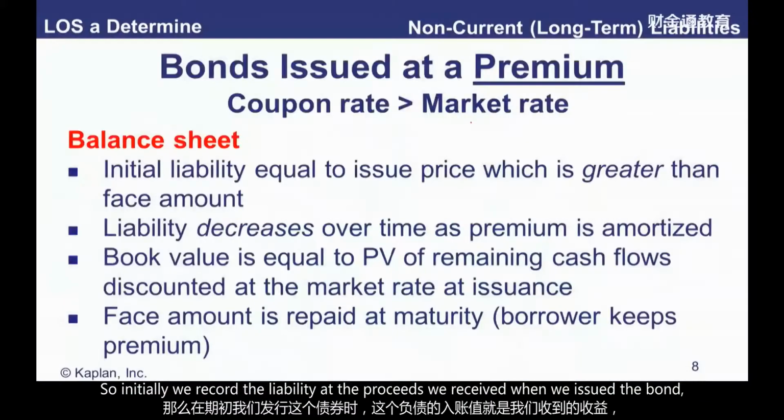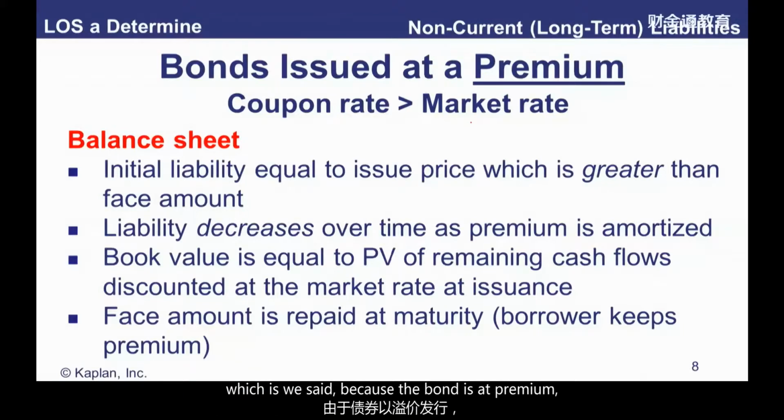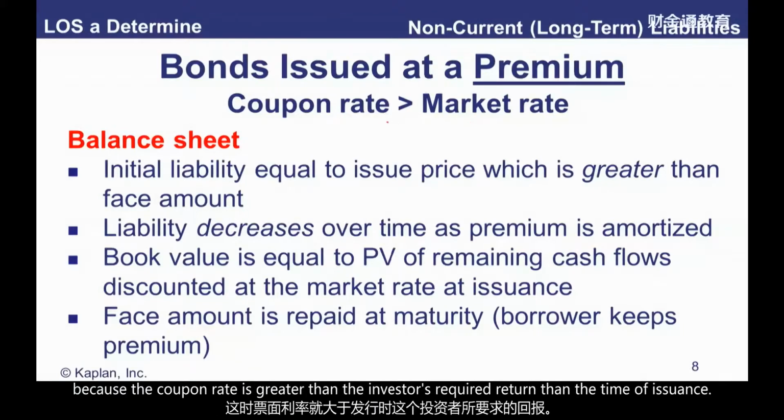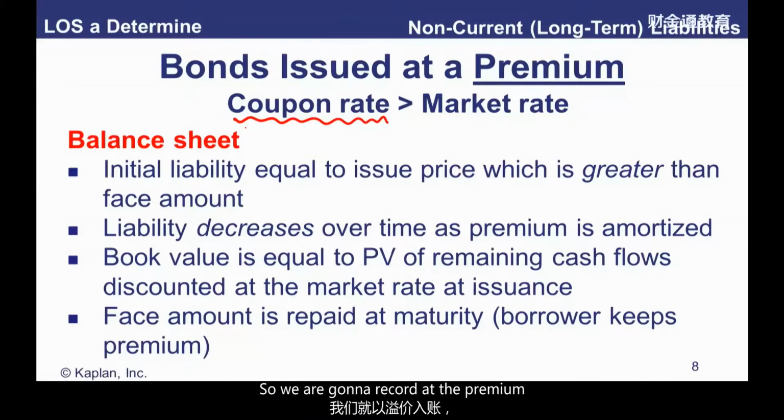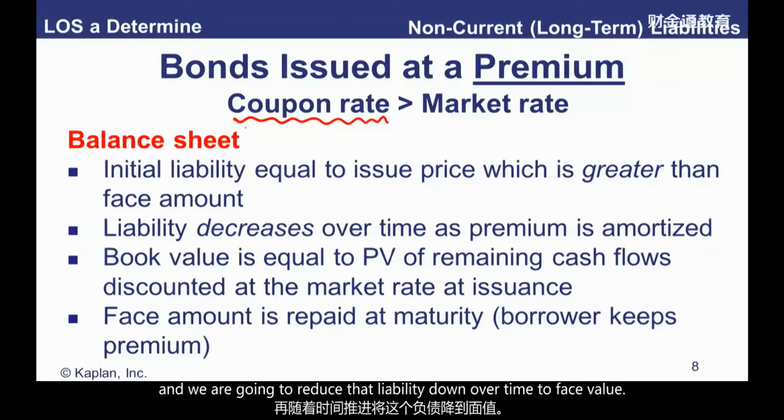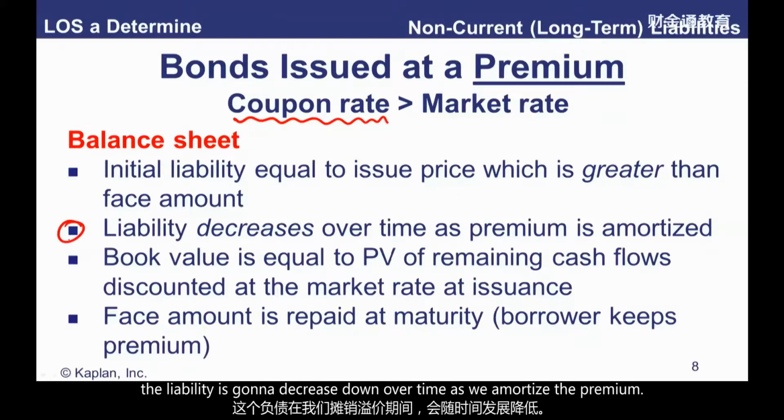So initially we record the liability at the proceeds we receive when we issue the bond, which, as we said, because the bond is at a premium, because the coupon rate is greater than the investor's required return at the time of issuance, we're going to record it at a premium, and then we're going to reduce that liability down over time to face value. So here's that key point that you need to take away. The liability is going to decrease over time as we amortize the premium.